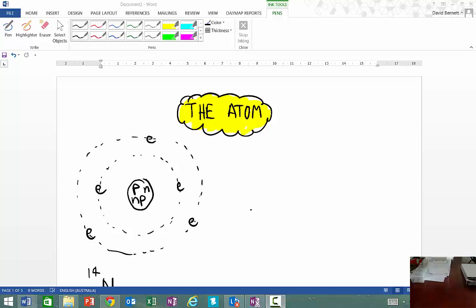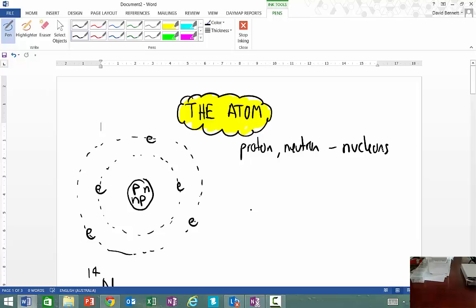Now we're going to be going deeper and looking at the concept of the nucleus itself. Some terminology that you need to definitely know: for an atom we have protons and neutrons. They're in the nucleus, and we call these nucleons. And then we have electrons as well.